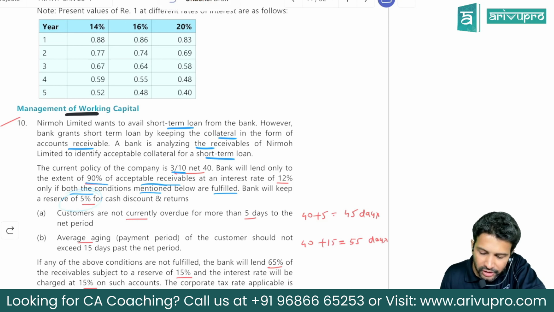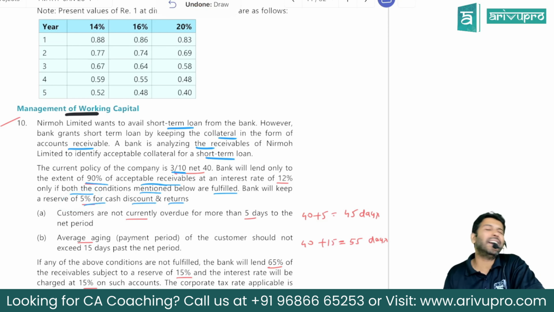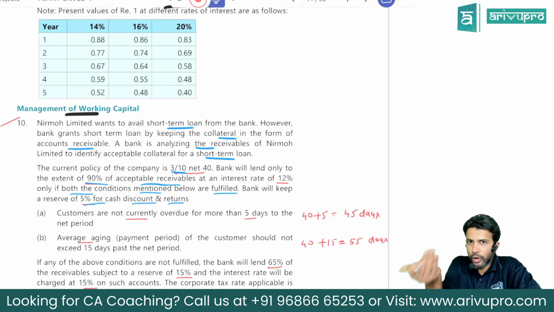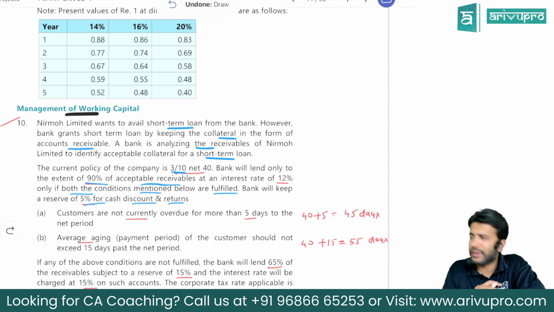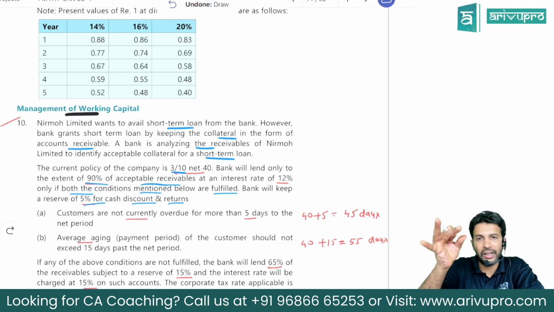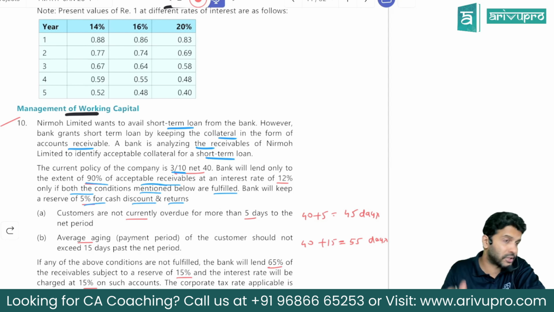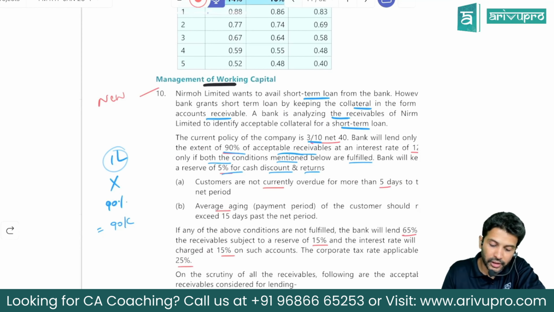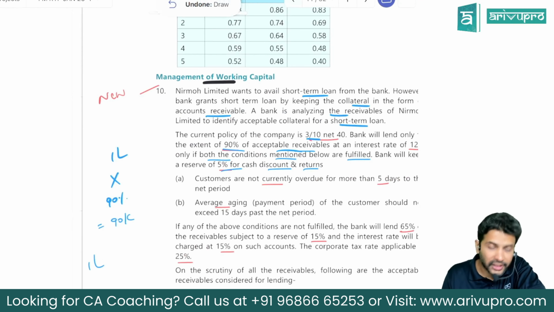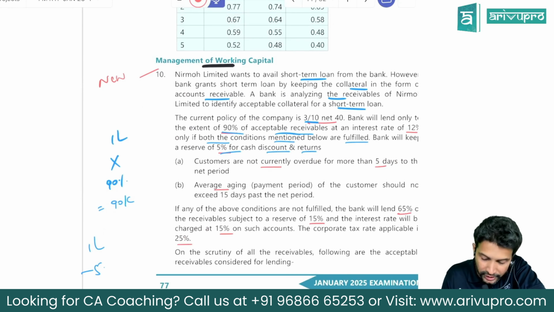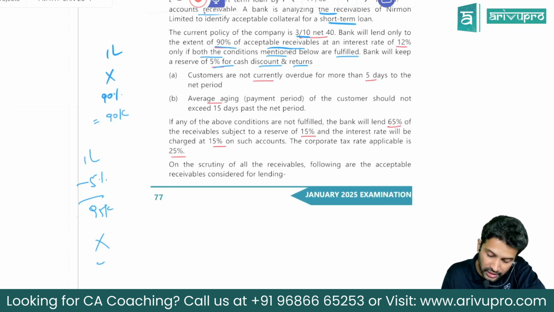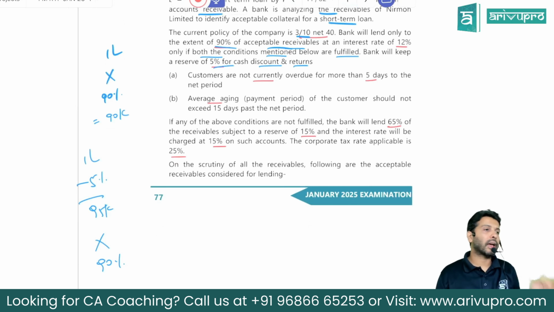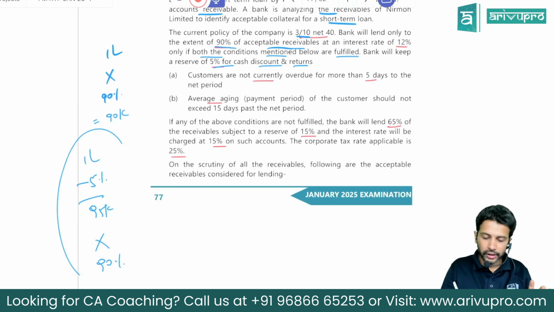Bank will keep a reserve of 5% for cash discount and returns. If you have sold the goods, there may be some sales return also. For that, the bank is saying 5% I will reduce. Whatever debtors you have, from that I will reduce 5%. So first, they will calculate debtors. Then will they multiply 90%? No, they will first reduce how much? 5%. That means it will become 95,000. On this, they will multiply 90% and calculate the loan amount. That is the order they follow.